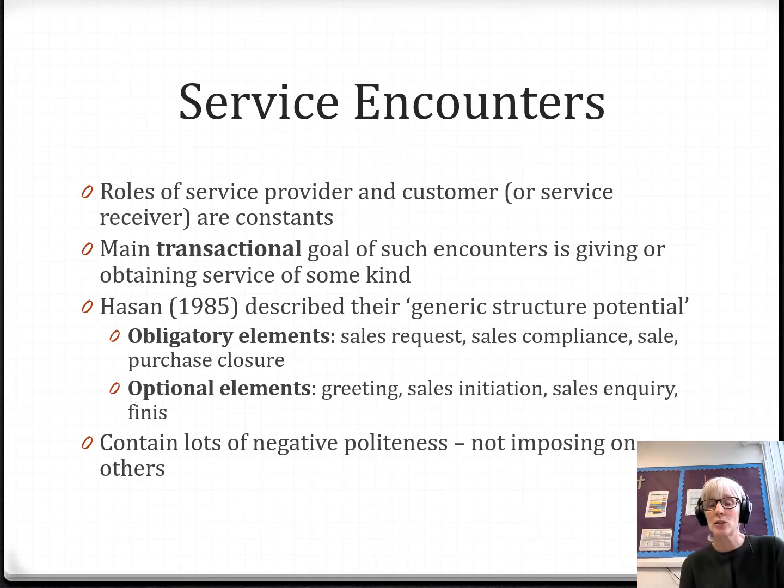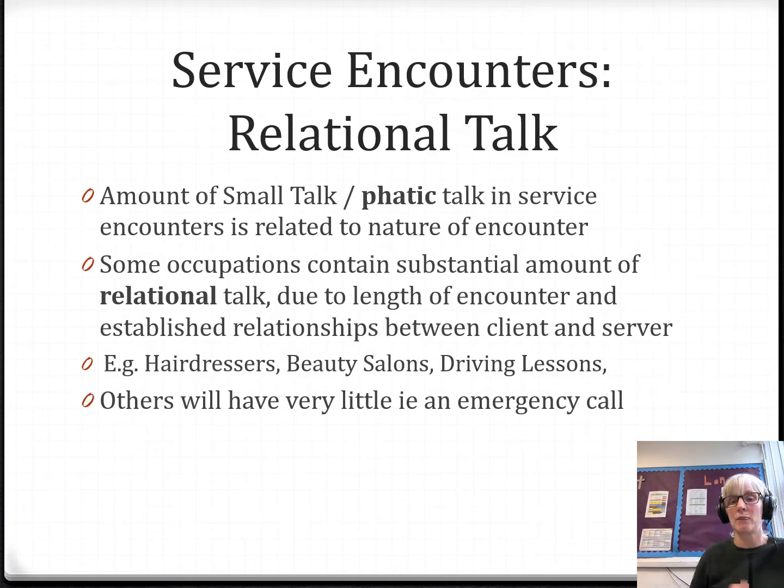Certainly in the British situation, the service encounter contains lots of negative politeness. Remember, negative politeness doesn't mean bad politeness. It means politeness that is achieving a goal that could be seen as a negative goal, i.e. not imposing on others. So the customer or the service receiver will take care not to impose on the person serving them. So they'll say please, they'll say thank you, things like that. Similarly, the service provider, when they ask for the money, is polite to you. They're not imposing on you. So there's a lot of negative politeness in service encounters.